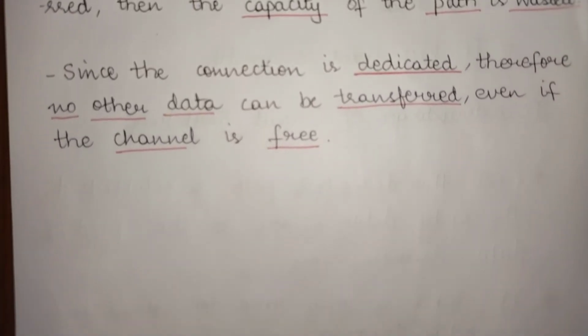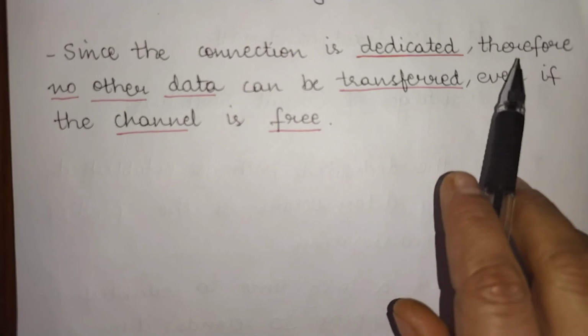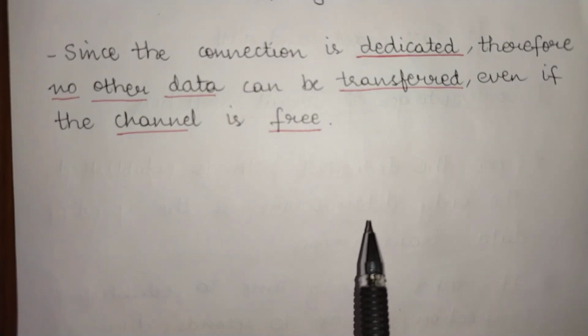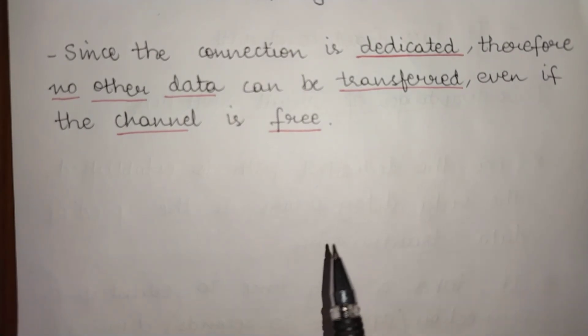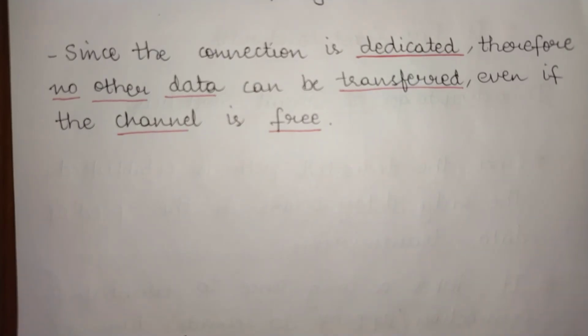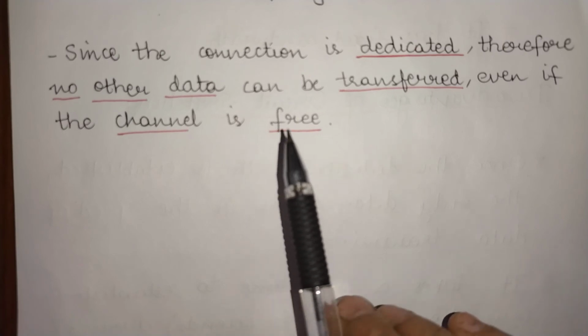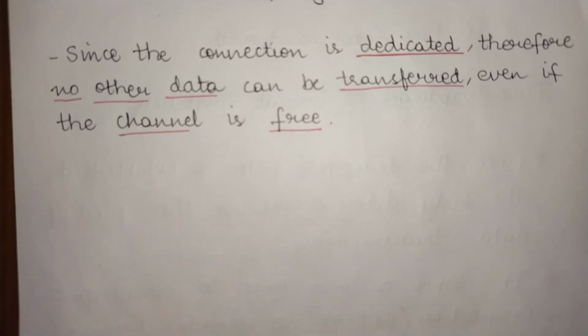Now, since the connection is dedicated, only that particular sender and receiver can transmit their data. Whether or not they have something to transmit, the path will remain exclusively for that sender and receiver, right? So even if the channel is free, no other sender or receiver can exchange data during that particular time. So these are the disadvantages of circuit switching. So this was all about circuit switching.